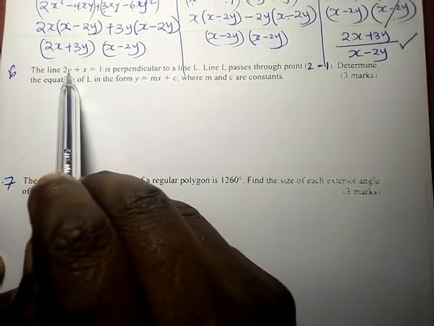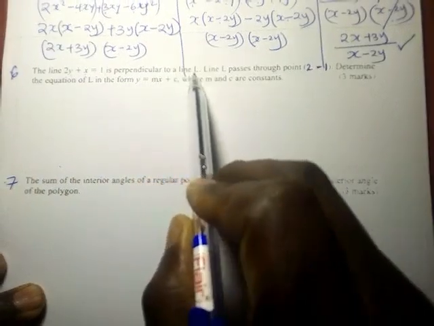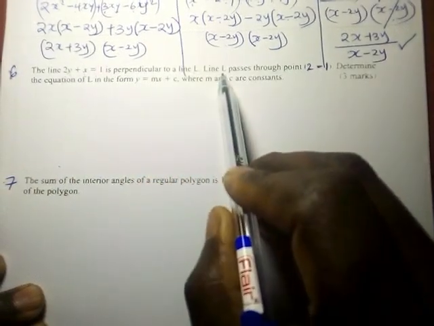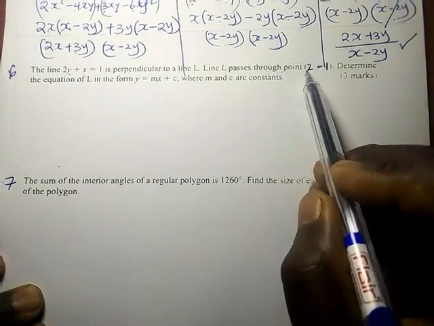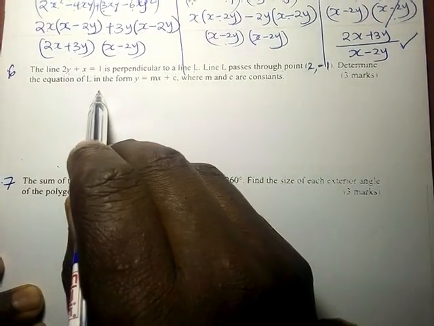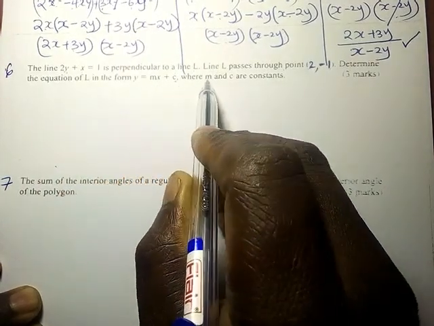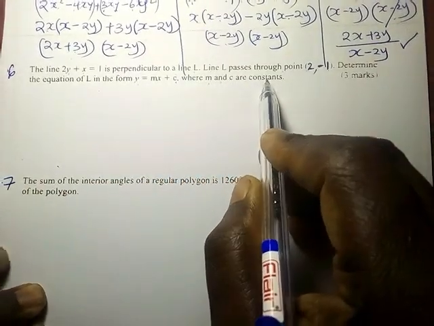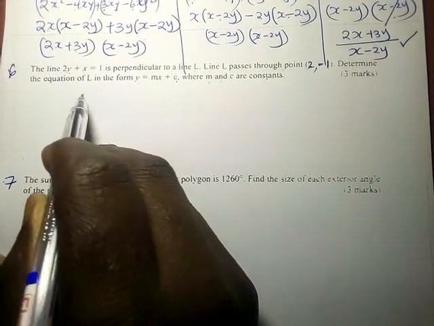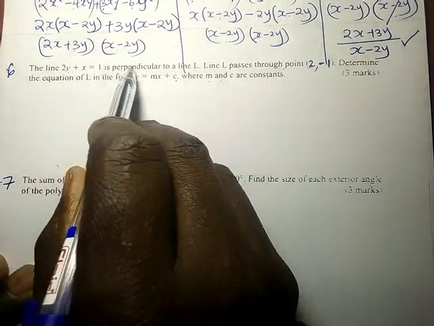The line 2y plus x is equal to 1 is perpendicular to a line L. Line L passes through point 2, -1. Determine the equation of line L in the form of y is equal to mx plus c, where m and c are constants. So first let us get the gradient of this line, and then we know the relationship between perpendicular lines.